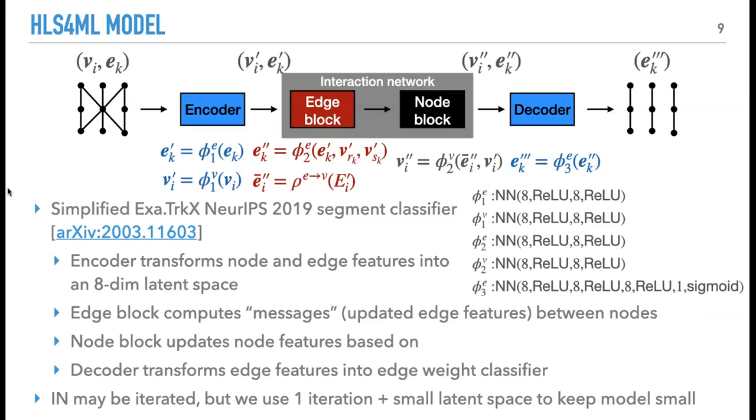This interaction network module could actually be iterated in the original model. But for now, we kept one iteration, although this is tunable. You can change this in the implementation. And we also kept a small latent space, again, to keep the model small.